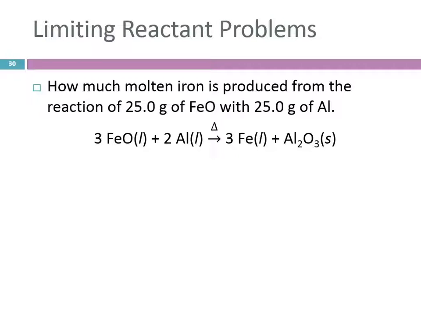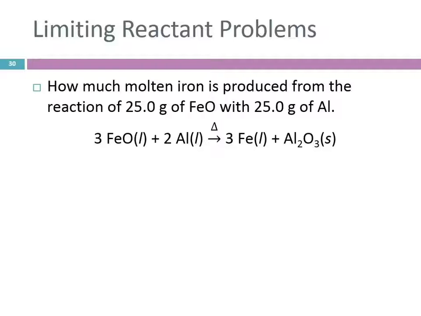Let's do an example. How much molten iron is produced from the reaction of 25 grams of FeO with 25 grams of aluminum? What type of problem is this? Mass, mass, mass volume, or volume, volume? Probably mass, mass. This is not very clear how much, but it's a liquid, and so mass makes more sense. I should probably edit that question.